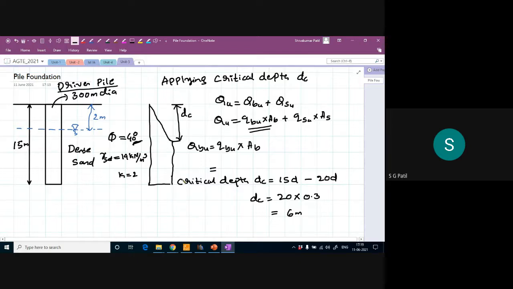Okay, so what is the formula here? QBU is nothing but your sigma bar into NQ into AB. So what is NQ? How can we get the NQ value? NQ value depends on the phi value, the angle of internal friction, which is given in the problem as around 40 degree. So for that 40 degree, let us go to the IS 2911.